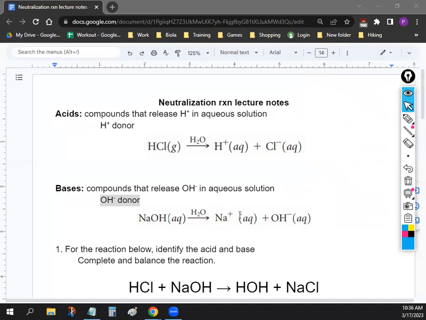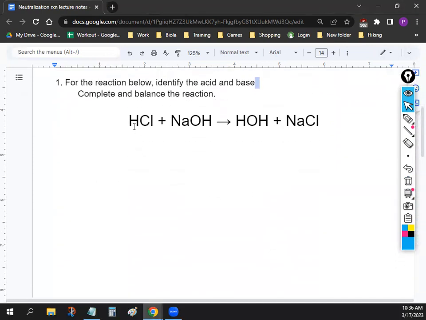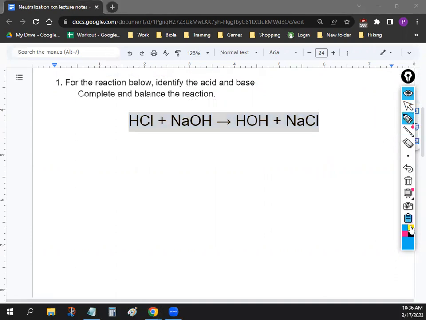Okay. All right, so what I want you guys to do is just write down this equation real quick. And I want you guys to write down which chemical you think is the acid and which one you think is the base. Quick note before you guys start: acids and bases, they will always be on the left side of the equation only. Okay?